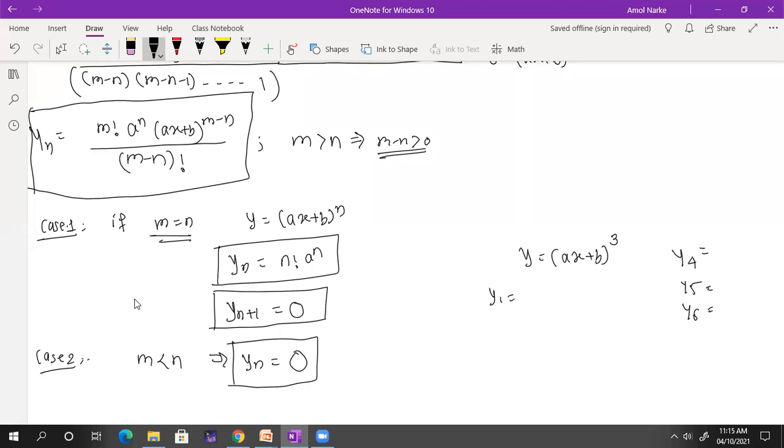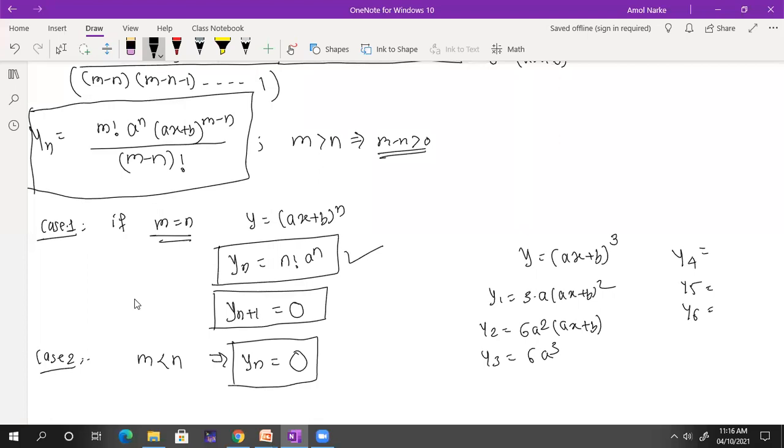So what is my y1 here for this particular problem? It is 3 into a into ax plus b raised to 2. Yes or no? What is my y2? Y2 is 6a square into ax plus b. What is y3? 6a cube. That is what we have up to this.